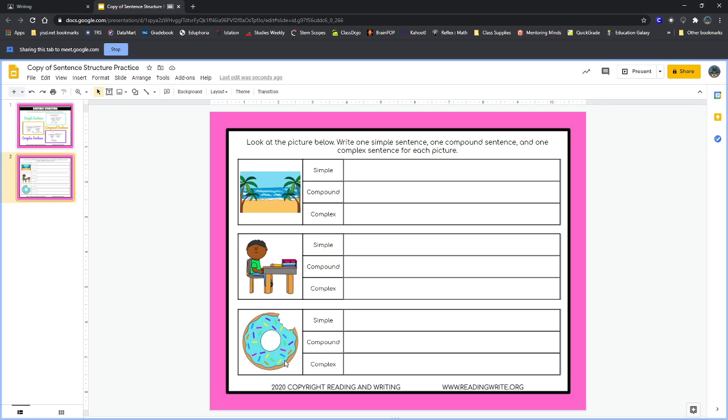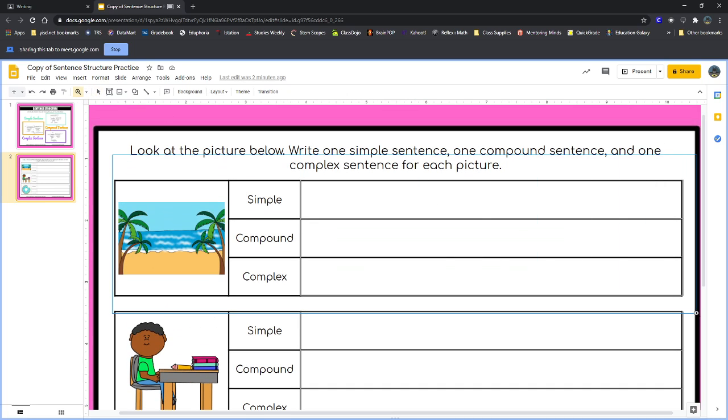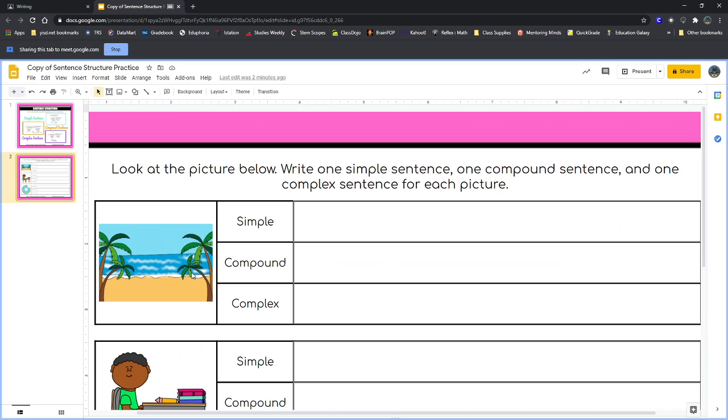We have 3 different pictures here. And each picture has 3 different rectangles next to it. One says simple, one says compound, and one says complex. Next to those rectangles, there are some longer rectangles that give us some space to write our sentences. So we're going to use these pictures as an example to write our sentences. These are going to be the topics of our sentence.